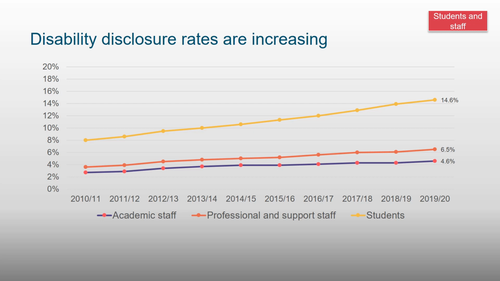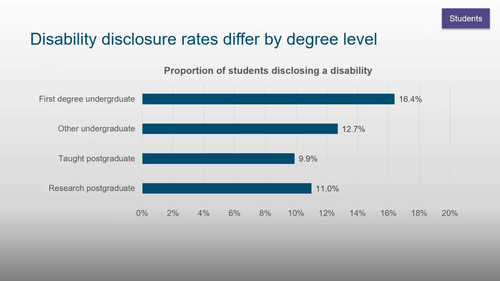The proportion of academic staff members disclosing as disabled keeps on being the lowest of all compared to students and professional and support staff, and I hope that throughout this conference we will question and explore why this might be the case. Disability disclosure rates vary across students in different degree levels as well. Specifically, the higher up we move in degree levels, the lower the proportion of students disclosing a disability. The only exemption to this trend is between taught and research postgraduate students, where 11% of PhD students disclosed a disability, compared to just below 10% of master students. 16.4% of first degree undergraduate students disclosed a disability, and 12.7% of students in other undergraduate degrees.